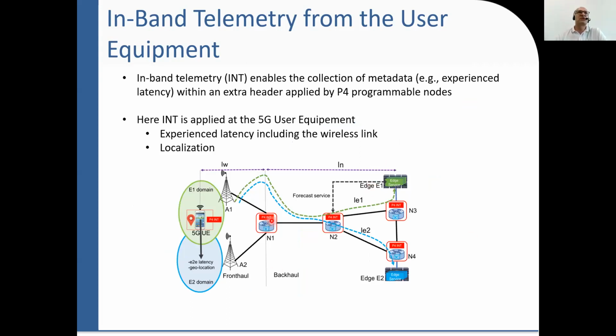In-band telemetry is the possibility to augment the packets that are flowing through the network with an extra header. This extra header can, for example, collect the information of the time spent in queue within each traversed node. And so, end to end, you can really measure precisely the performance of the service. Here we even extended the use of in-band telemetry up to the user equipment, and so we were able to monitor end-to-end the performance from the user equipment up to the edge or up to the cloud.